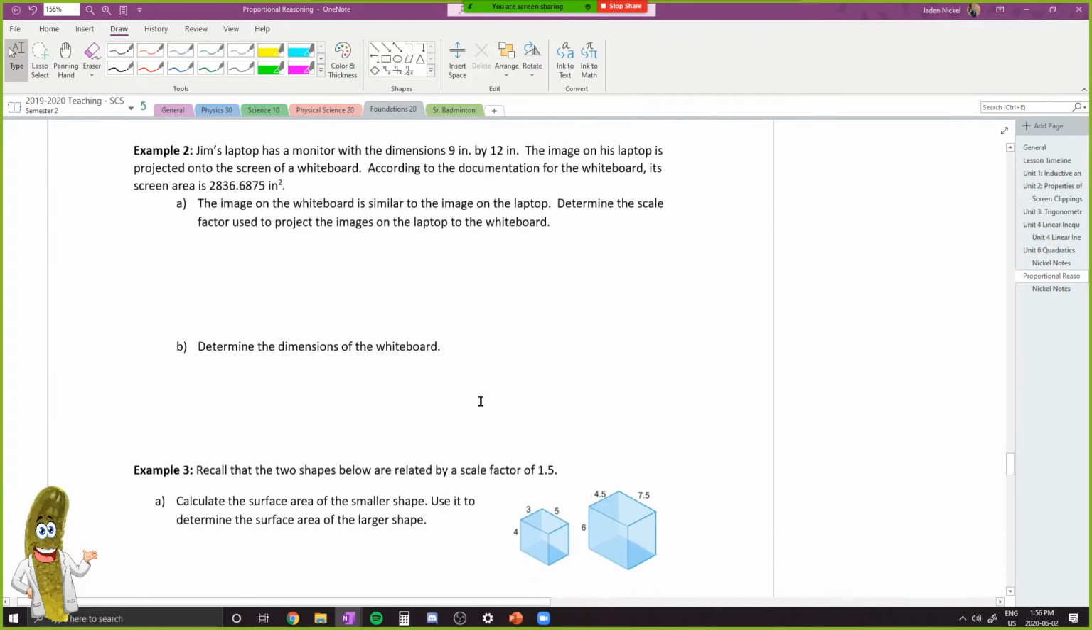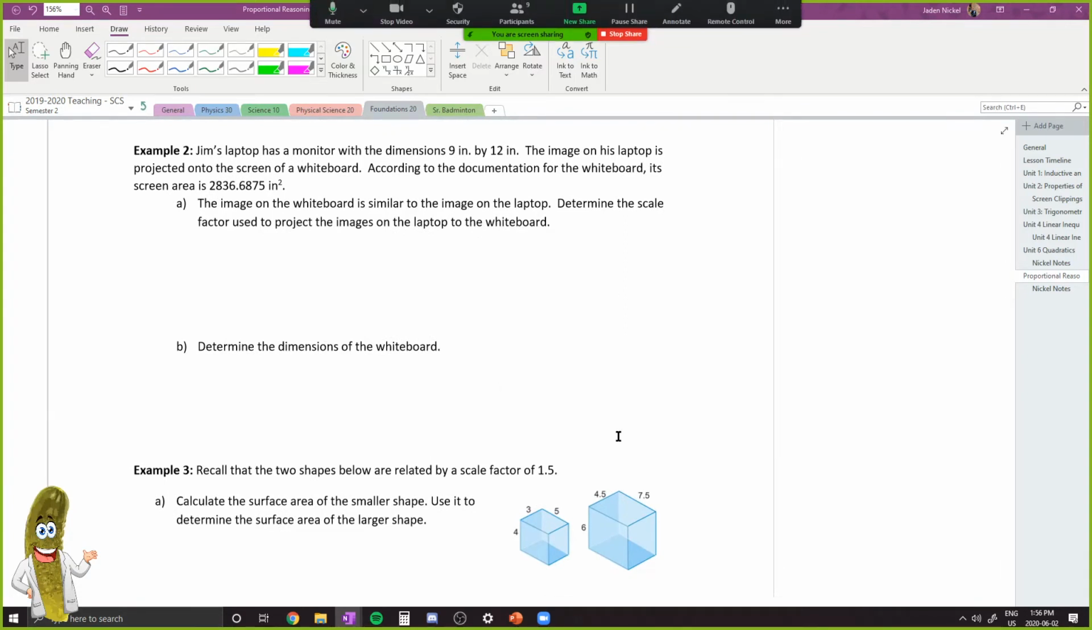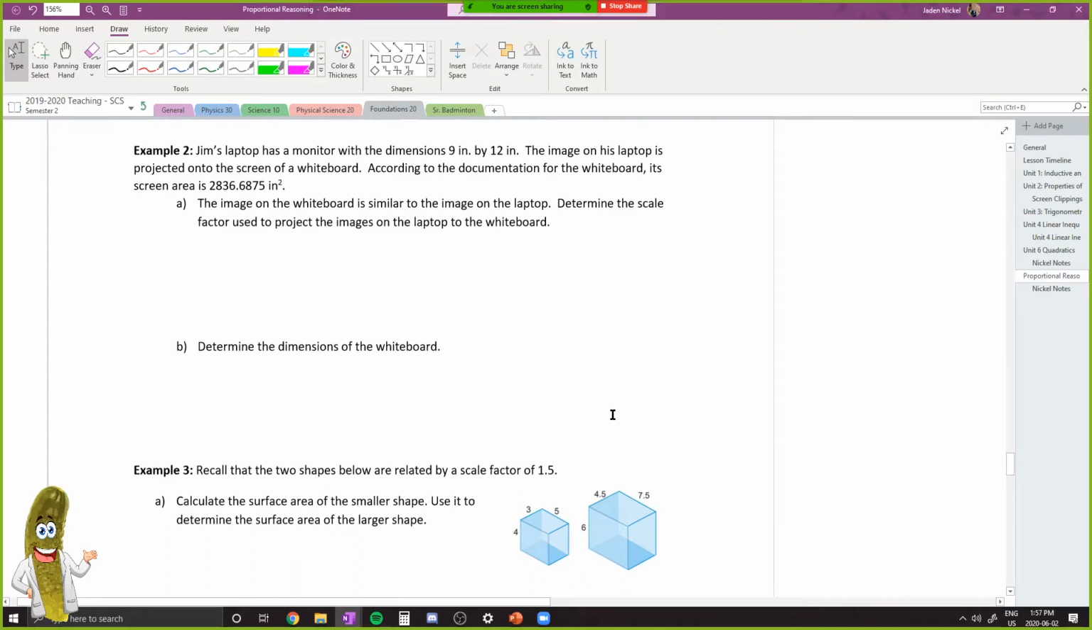Okay. Example numero dos. Jim's laptop has a monitor with the dimensions of 9 by 12, and the image on his laptop is projected onto the screen of a whiteboard. According to the documentation for the whiteboard, its screen area is 2,836.6875 inches squared.